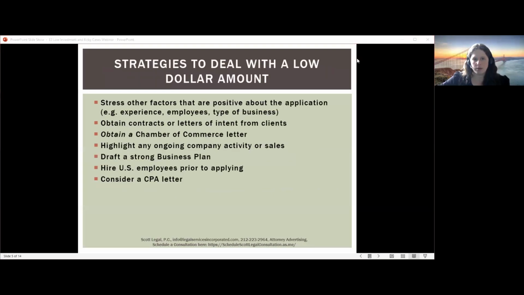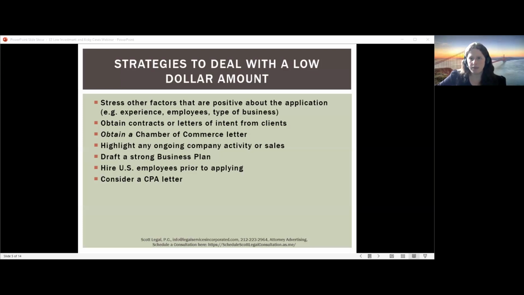All right, so let's talk about some strategies to deal with a low dollar amount in an E2 visa application. One important one is to make sure that all the other parts of the application are as strong as possible. You really want to stress all of the other positive factors. If you are going to have a lower investment amount, perhaps you actually hire an employee before you file. That can be really advantageous. Maybe you have significant experience bringing businesses like this to success, and maybe you've sold similar businesses or worked in similar areas.